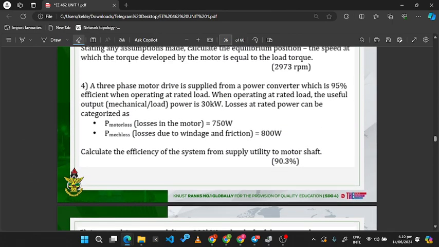We are given a three-phase motor supplied from a power converter which is 95% efficient when operating at rated load. When operating at rated load, the useful output, or that's the load power, is 30 kilowatts. Then we are given losses in the motor of 750 watts, and losses due to windage and friction of 800 watts. Calculate the efficiency from the supply utility to the motor shaft.